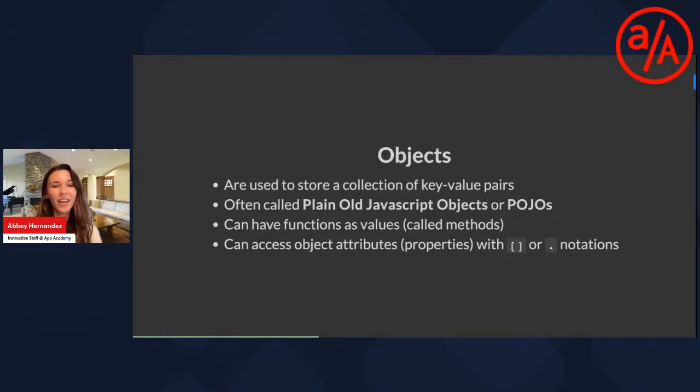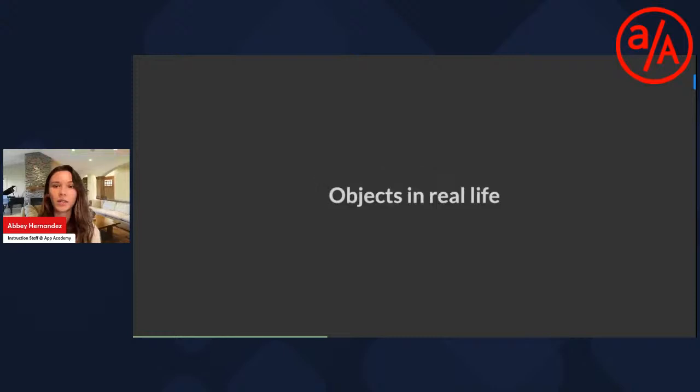Another important thing is that they can have functions as values. You'll see those when you're coming across different code bases. We can call those methods, and we'll also have access to different attributes. One way you can access that is with square brackets, or you can use dot notation, and we'll go through examples of that as well.